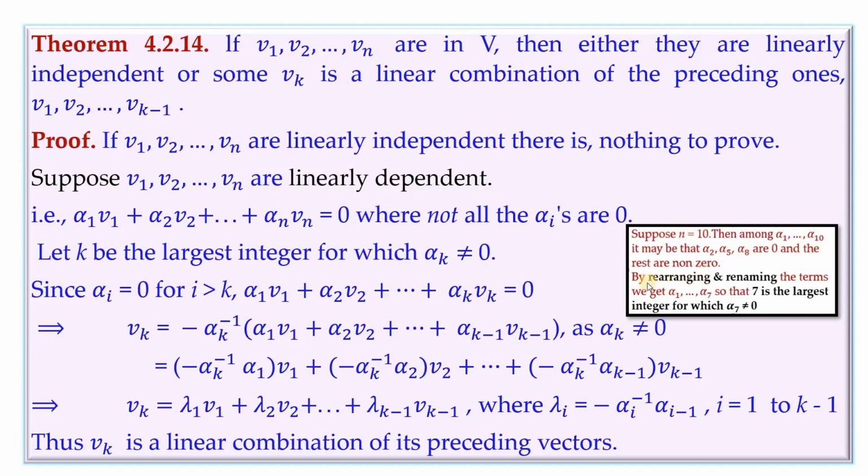Then what can we do? We can rearrange the terms. So excepting these three from alpha 1 to alpha 10, the rest of the 7 scalars will be there. We are going to rearrange and rename the terms so that we get alpha 1 to alpha 7. Without loss of generality, the same names, the same scalars can be used so that we have 7 as the largest integer for which alpha 7 is not equal to 0. So that is the meaning of saying that let k be the largest integer for which alpha k is not equal to 0.